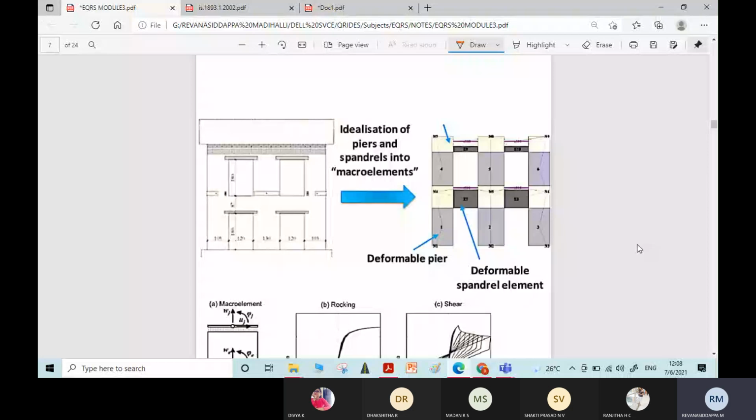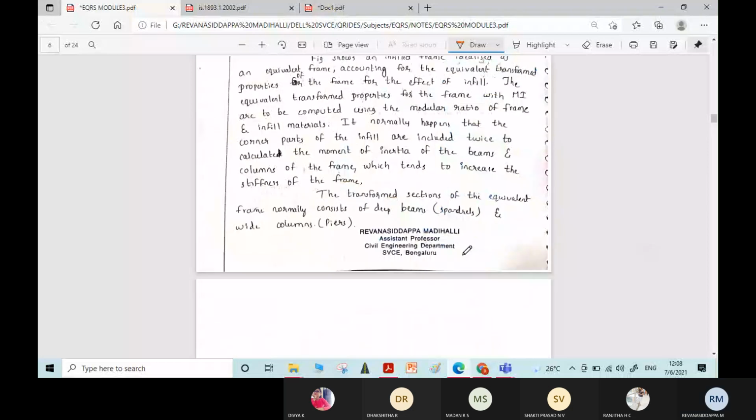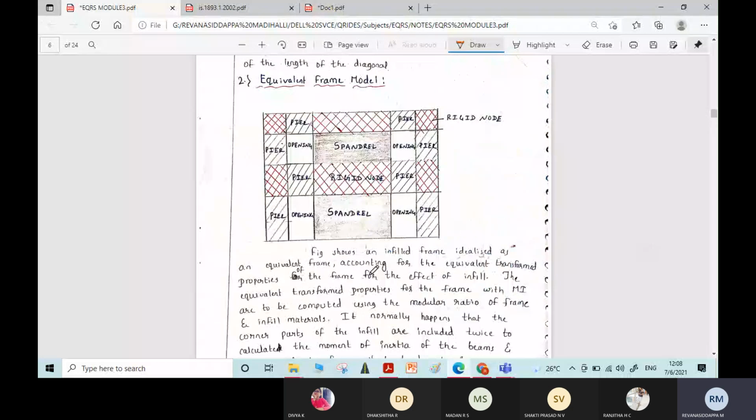Write the headline as second one, equivalent frame model. Just write these two figures.